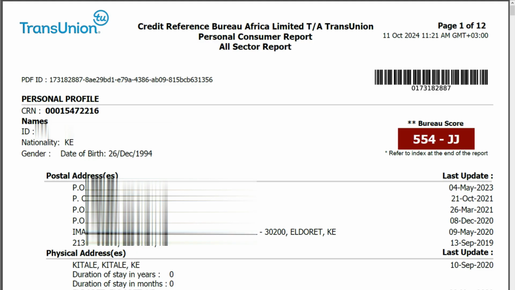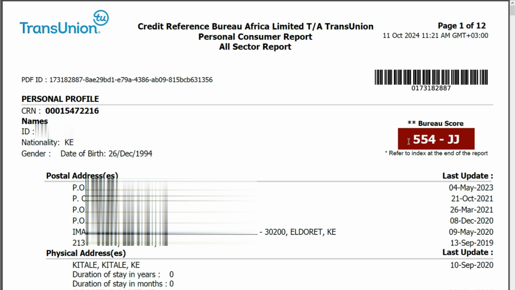Now, the first thing you will meet on your CRB report are your details. It will contain all your names. It will also contain your ID number, as you can see on this report. And we have hidden some of the sections because of privacy. It will have a lot of details concerning you.